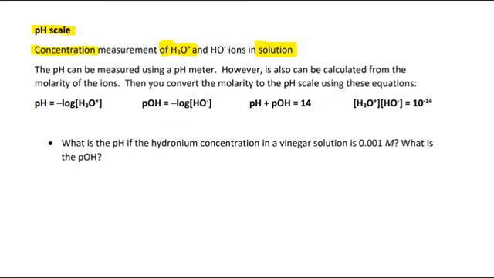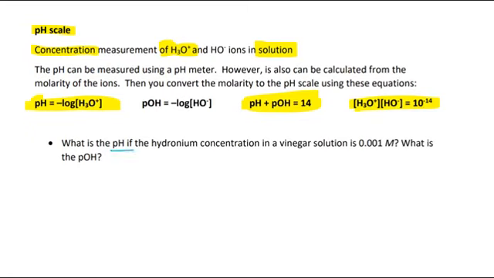So the main pH calculations that we will be looking at are the opposite log of the hydronium concentration, and pH plus pOH is equal to 14. And we'll be using this one in the next equation. But if you know this one and this one, we can get to any of the others. So let's do an example here.